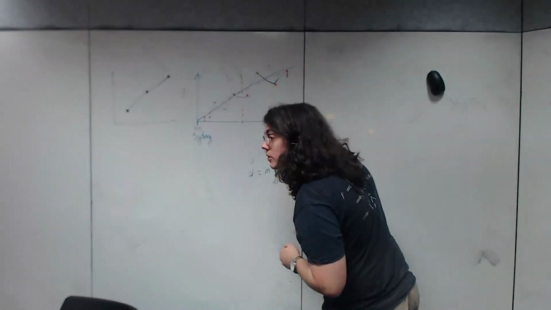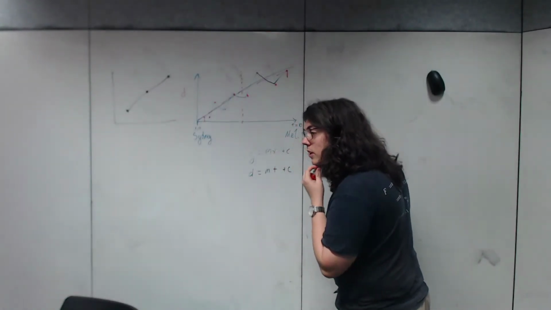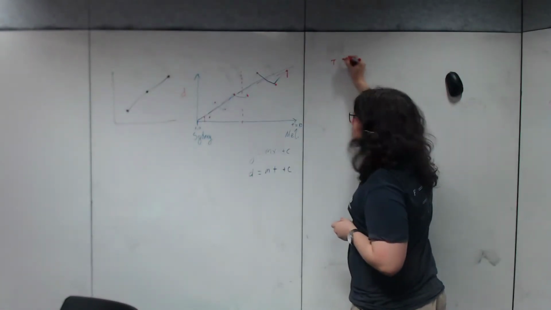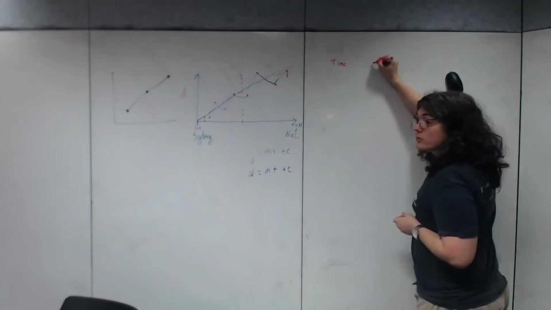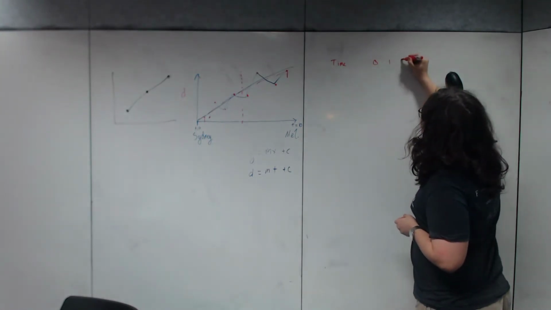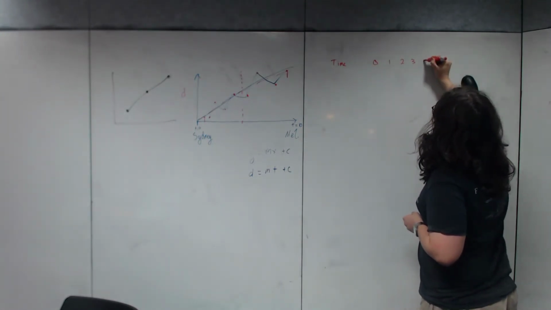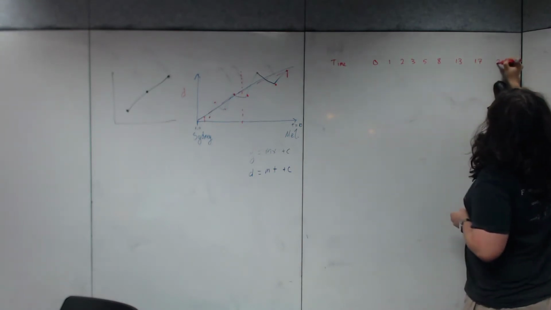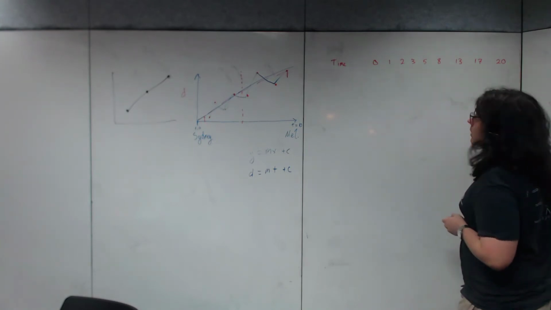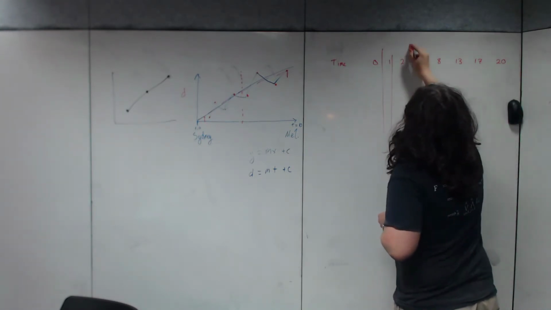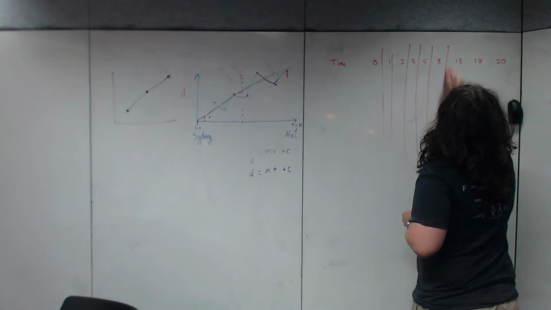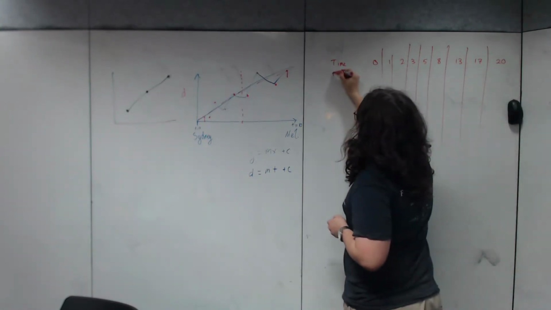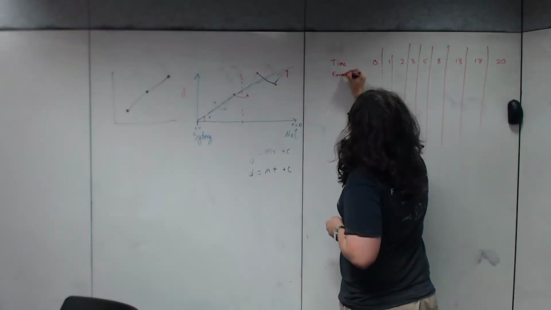Let's do the difference in time, small numbers. We've got time, and we've got values 0, 1, 2, 3, 5, 8, 13, 17, 20, 24. That'll do, we'll just go up to 20 for now. So, forward difference.